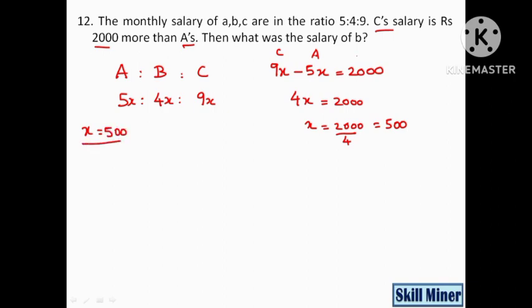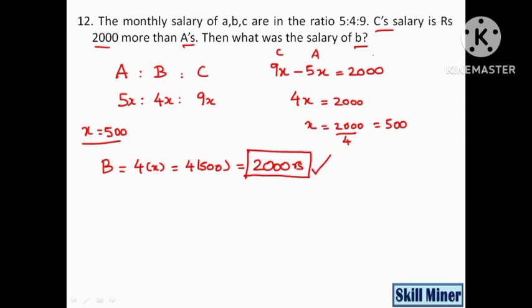In the question they are asking for the salary of B. B's salary will be 4 of x, which is equal to 4 into 500, which is equal to 2000 rupees. So B's salary will be 2000 rupees. This is the required answer.